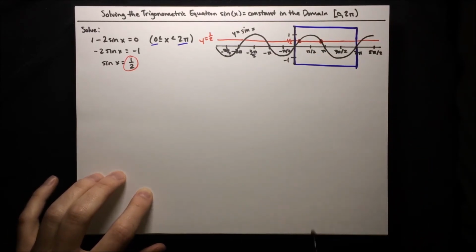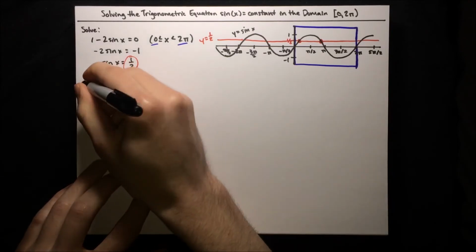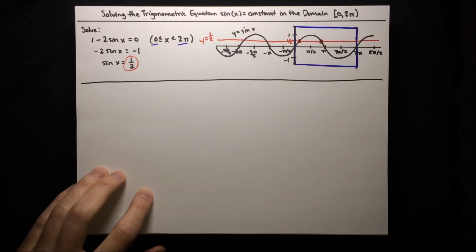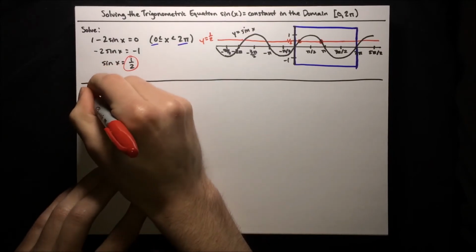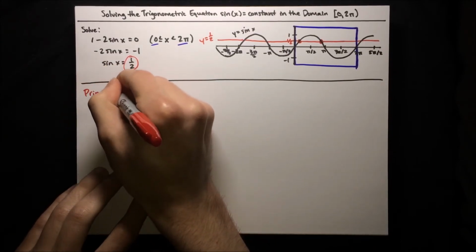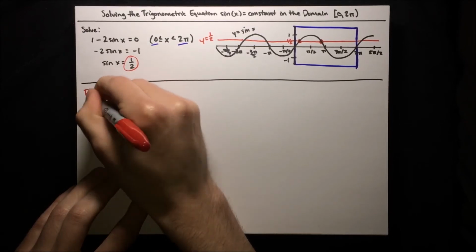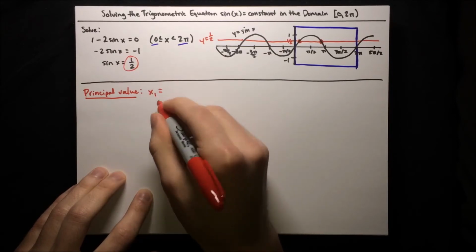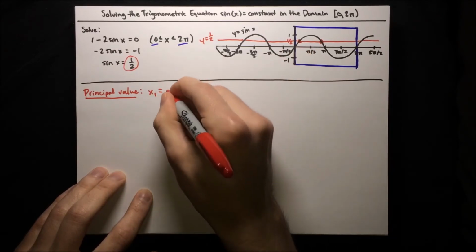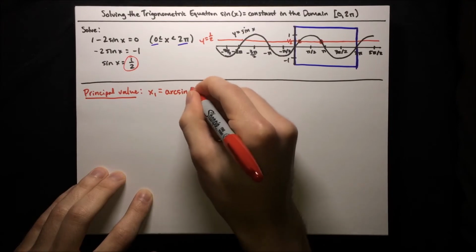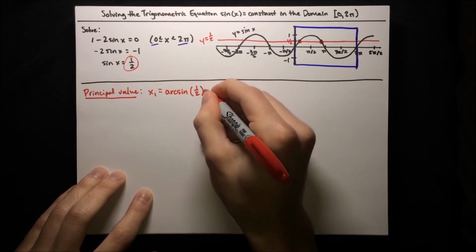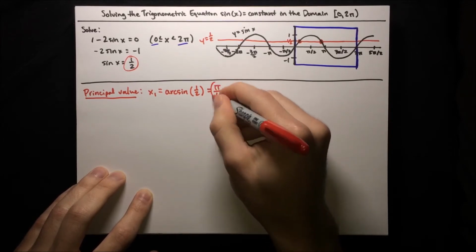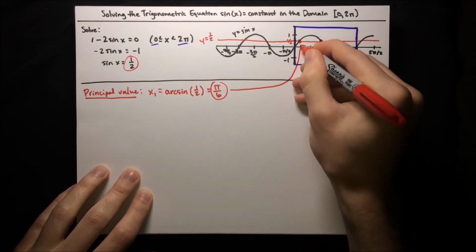So let's go ahead and find the first point of intersection. And we'll do that just like before. We'll just take the principal value. So the principal value, remember that's just what we get when we use arcsine here. So x1, our first solution here, is arcsine of 1/2, which is just pi over 6. So pi over 6 is that solution up there.